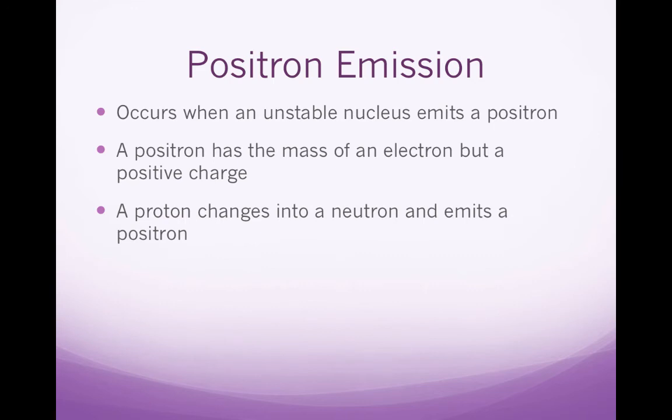And then finally, positron emission. Positron emission occurs when an unstable nucleus emits a positron, and a positron has the mass of an electron, but it's a positive charge. So this is the opposite of beta radiation or beta decay. Remember in that, a neutron changed to a proton, so we emit an electron. Here, in positron emission, a proton changes into a neutron and emits a positron.